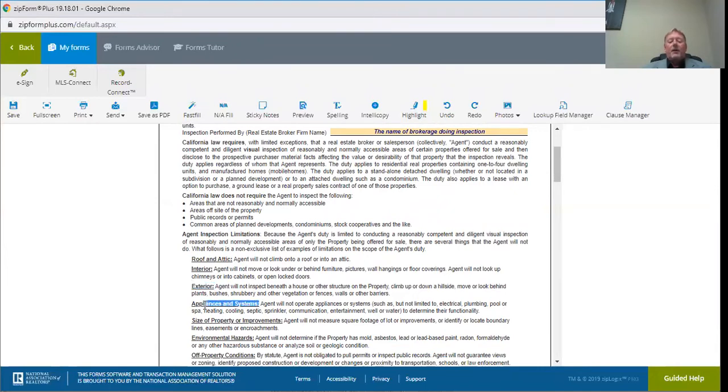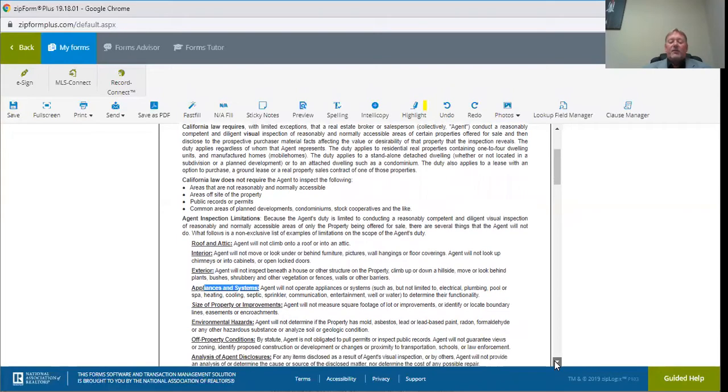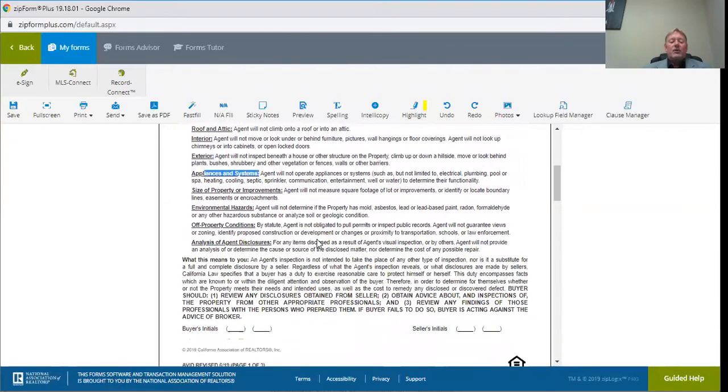Agents will not operate appliances or systems such as, but not limited to, plumbing, pool, spa, heating, and so on. So again, we're going to do our due diligence. We always recommend, and we talked about this in our training, that our agents read this entire disclosure to ensure that they are familiar with each section.